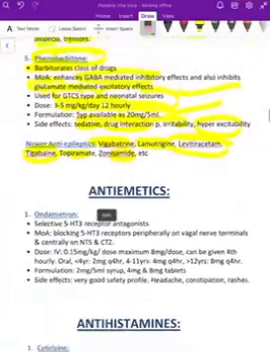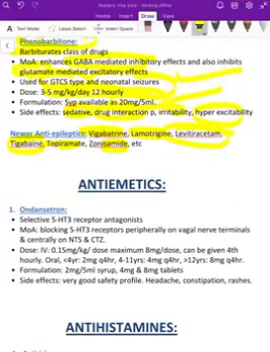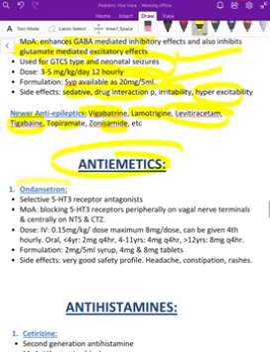Next is antiemetics, and the most commonly used antiemetic is ondansetron. It's a selective 5-HT3 receptor antagonist. How do they act? They act by blocking 5-HT3 receptors peripherally, and centrally at NTS and chemoreceptor trigger zone. Dosage of ondansetron, if given IV, is 0.15 mg per kg per dose, maximum of 8 mg per dose, and it can be given up to 4th hourly.